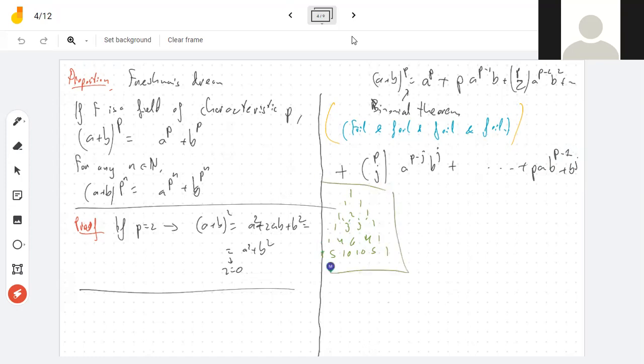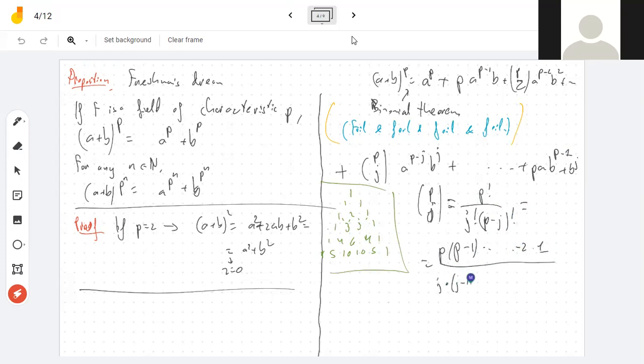So p choose j has a formula, which is this, with factorials. This means you take p minus 1, and you multiply every number until you get to 1. And the factorial in the denominator also means this. You multiply all the numbers from 1 to where you are.